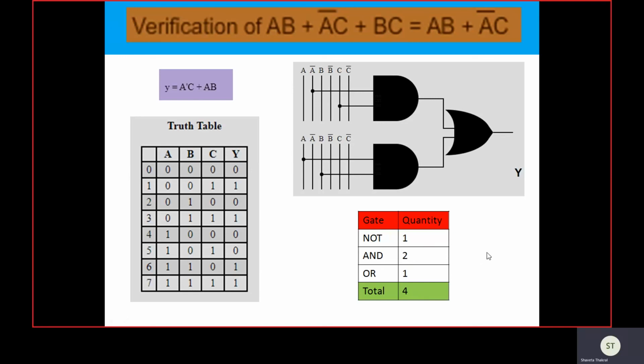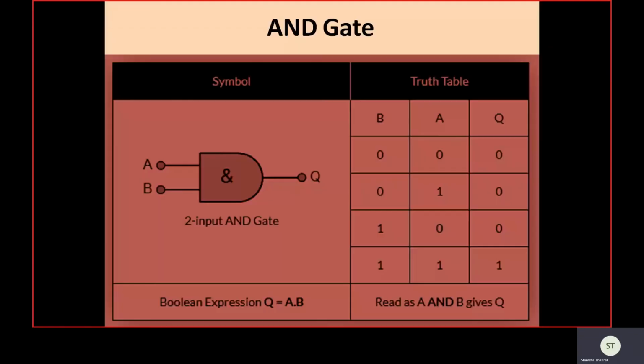So obviously this reduced hardware is saving the cost of the circuit as well as the power consumption of the circuit. So that is the benefit of reducing the Boolean expression.